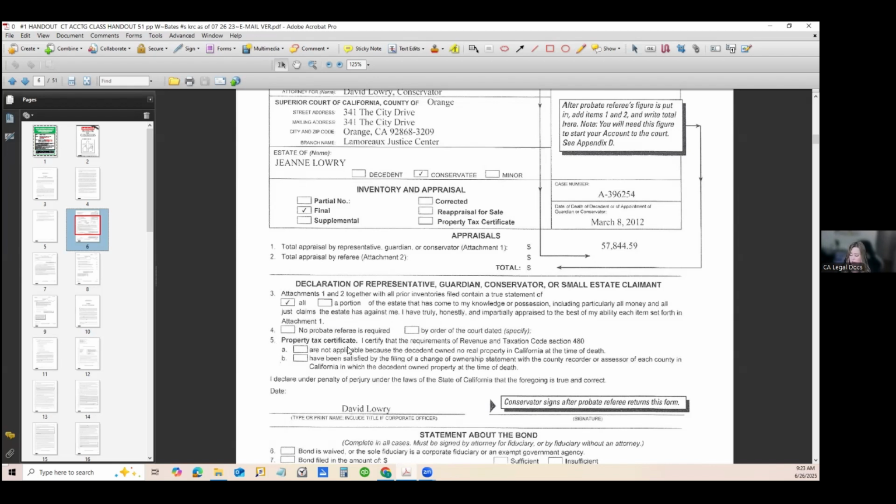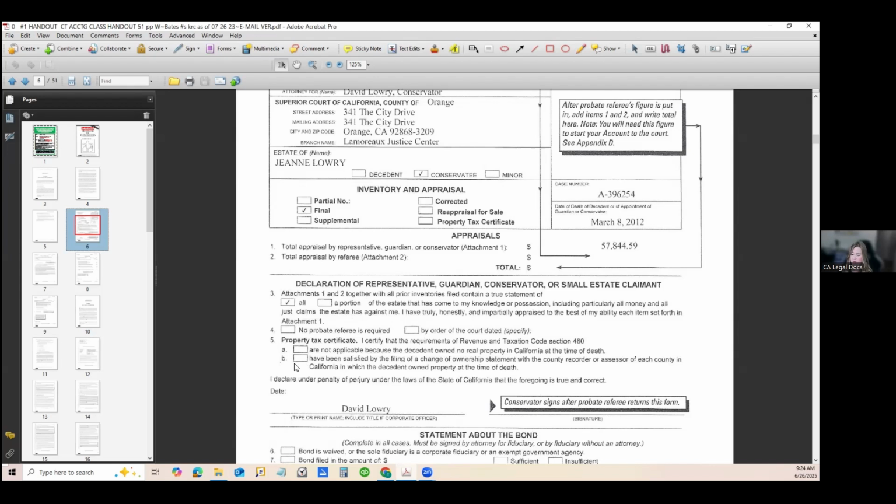Box 5 only has to do with whether there is real property. So I would mark A if there is no real property. So typically you'll see box A and 4, this box right here, both of these are marked, meaning there is no probate referee needed because I don't have any real property. But keep in mind that's not always the case, because a probate referee can value vehicles, jewelry, stocks, bonds, other things that don't have anything to do with property tax.